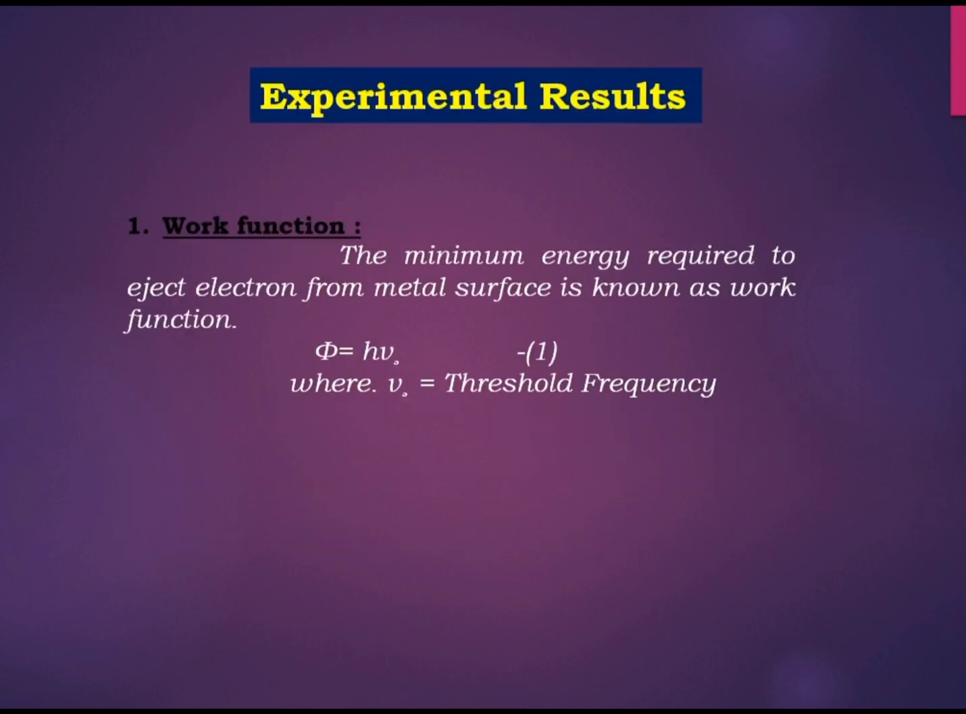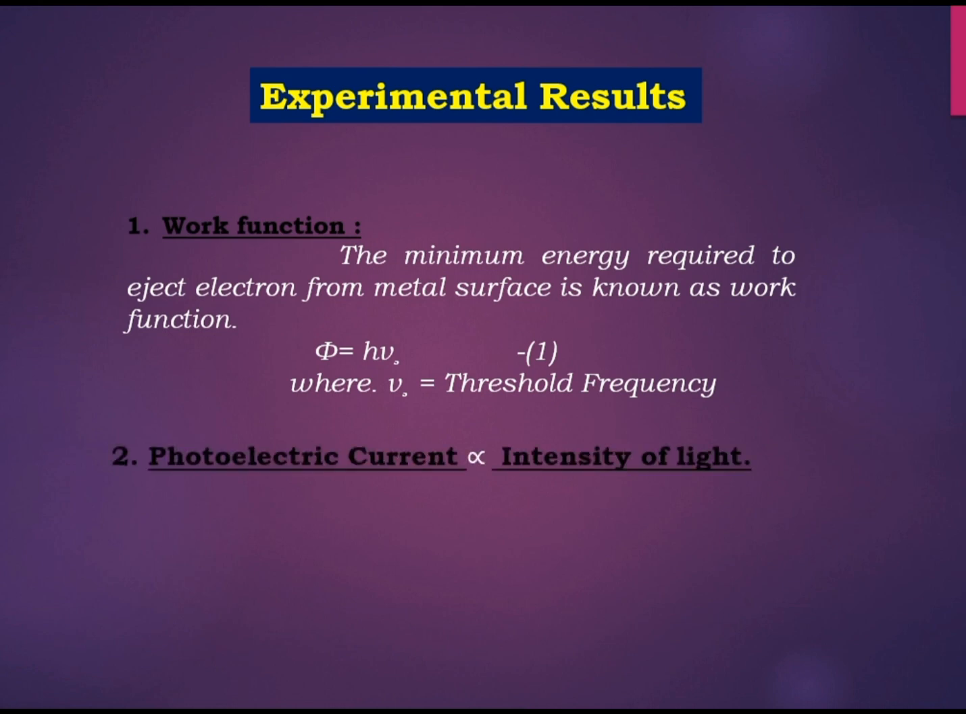Now the experimental results were, first was the work function. What is work function? Work function is the minimum energy which is required to eject the electron from the metal surface. This minimum energy depends upon the material we are using, depends upon the metal we are using. This work function is denoted by phi. So phi is equal to h nu naught, where nu naught is the threshold frequency, the minimum frequency which is required in order to eject the electrons from the metal surface.